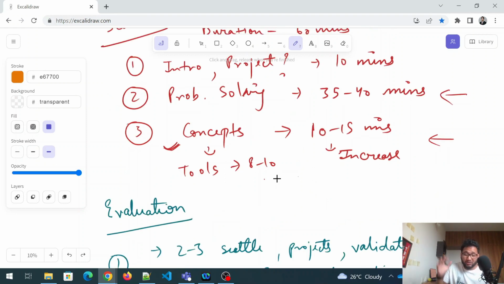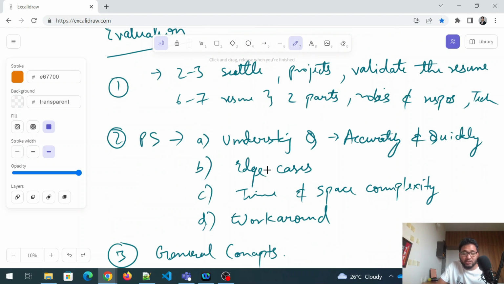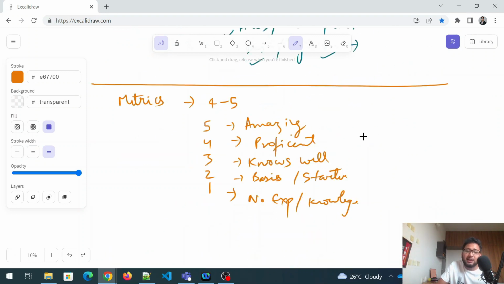Now in DevOps, there is a plethora of tools. There are multiple tools. So you need to know that whatever you are writing in your resume is something that you can validate. And evaluation happens like this. You can write down all the points. I know my writing is not up to the mark over there, but you got the gist, right? How the evaluation happens and how the metrics are given.